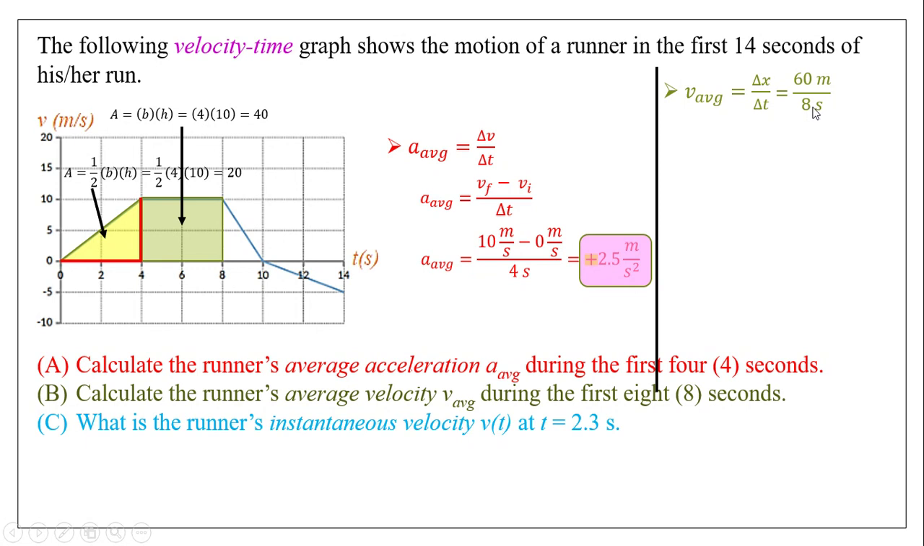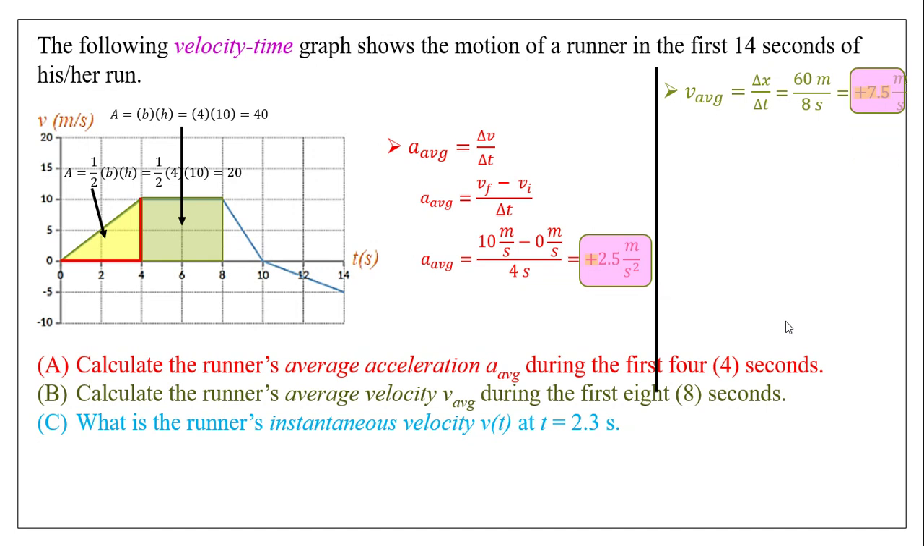The 8 comes from the question itself. Part B says the first 8 seconds, so my change in time is 8. So if you plug in 60 meters divided by 8 seconds, you should get a value of 7.5 meters per second. Here I've chosen to put the plus sign because it asks for average velocity, and average velocity is a vector, so I do need to tell whoever's doing the problem that it is moving in the positive x direction, or eastward.